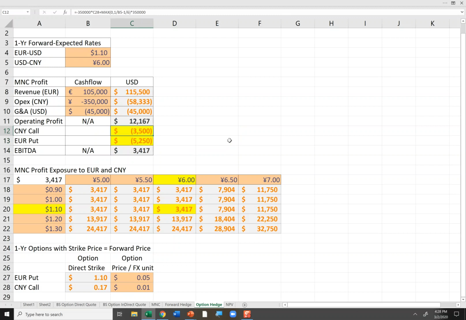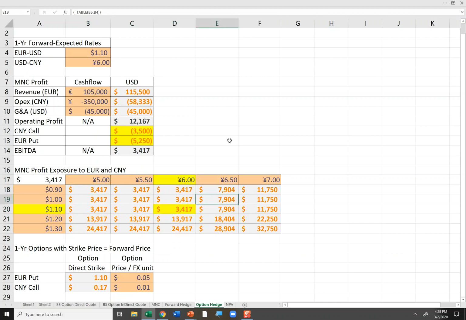So here's what happens now. Notice my exposure is different. The worst case scenario is if the Chinese yuan appreciates. My worst case profit is 34.17. It doesn't get any worse. Notice now this is worse than it was before because I paid those premiums. However, it doesn't get any worse. I can't go bankrupt anymore, either if the yuan appreciates or if the euro devalues.